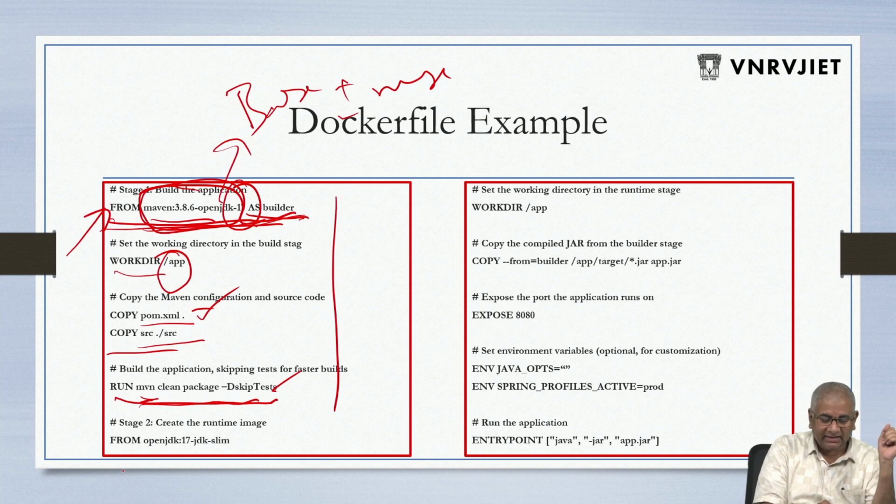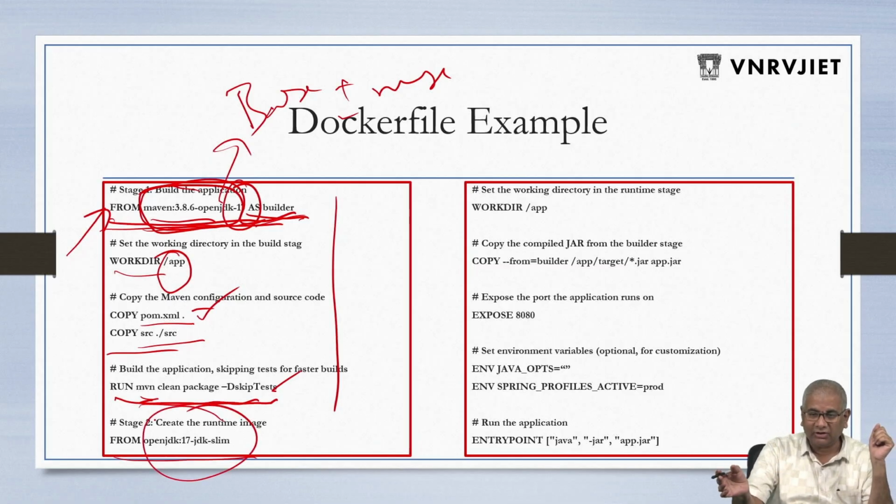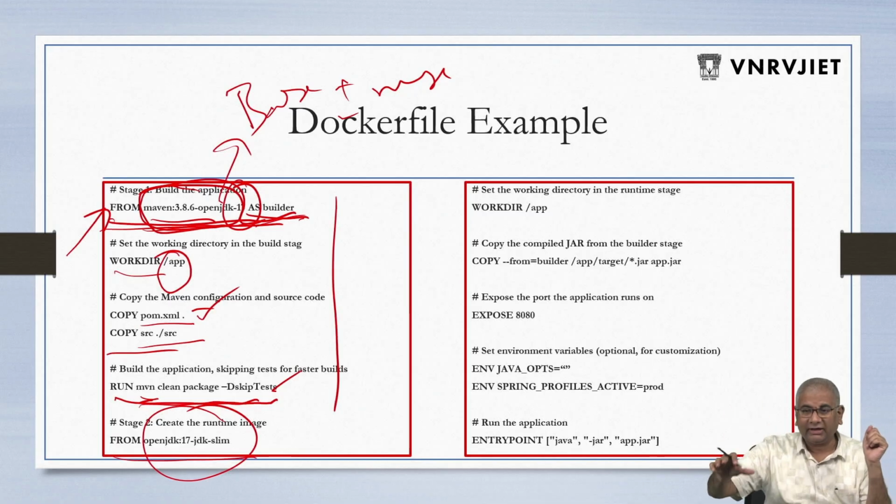On top of that, we are creating another runtime image from OpenJDK. This is one example, right? So this is another example, from OpenJDK 17 JDK Slim. So this is something like another image. Again, it will go to the Docker host, which is the Docker registry.